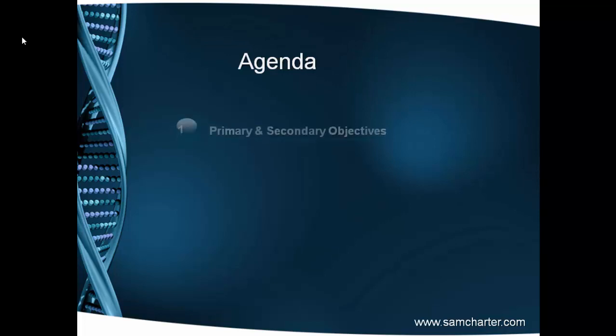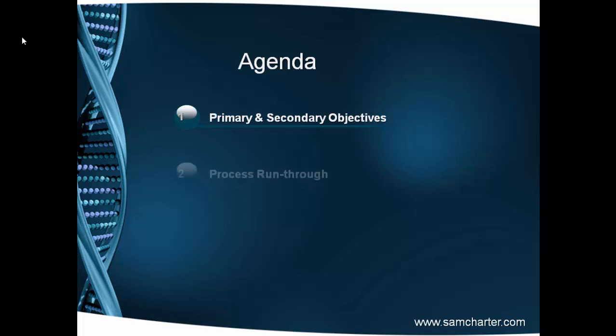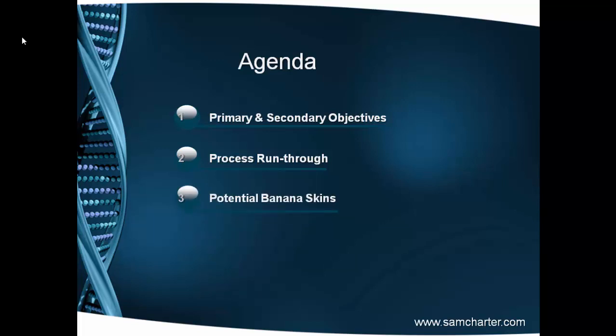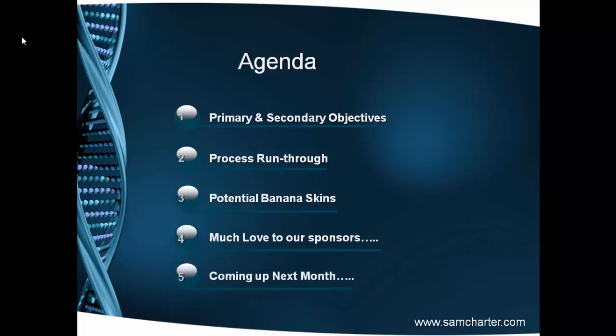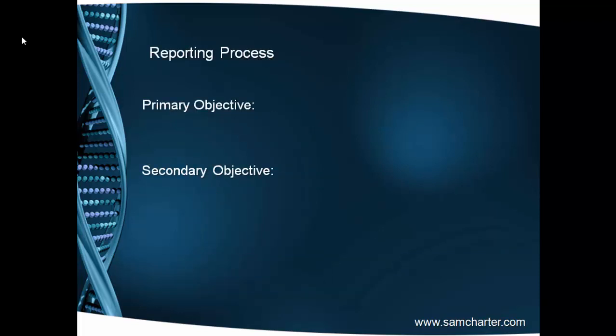So the agenda for this video, we are going to identify the primary and secondary objectives of the ITAM reporting process. We're also going to run through a best practice process created specifically by the SAM Charter. And we're also going to look at banana skins. Why could this process fail? What are the hurdles that this process experiences? As always, there is much love to the SAM Charter sponsors, and we'll be looking at the future processes coming up next month. So the reporting process.